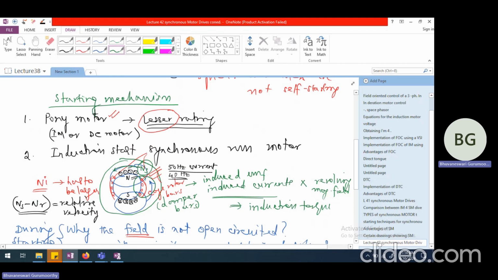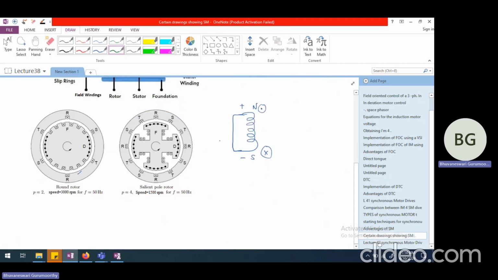The moment the speed reaches very close, when the rotor speed and stator speed are pretty close to each other, at that point we are going to remove the short circuit here. So we have to just remove the short circuit and connect the DC supply. There will be a contactor which will be opening the short circuit and connecting it to the DC supply, so that we are going to see that the synchronous motor operation commences.